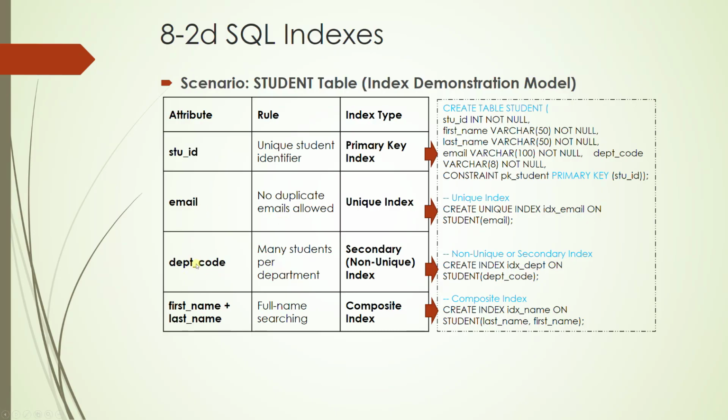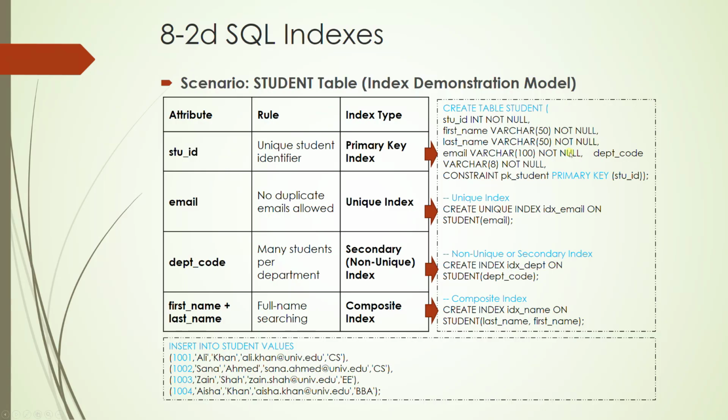But department code could be repeated, and it could be non-unique, so I will be using create index. I will not be using the unique command. And in the case of composite, create index name on student table, and inside the bracket, I will use last name and first name. So this is how we could create the index.